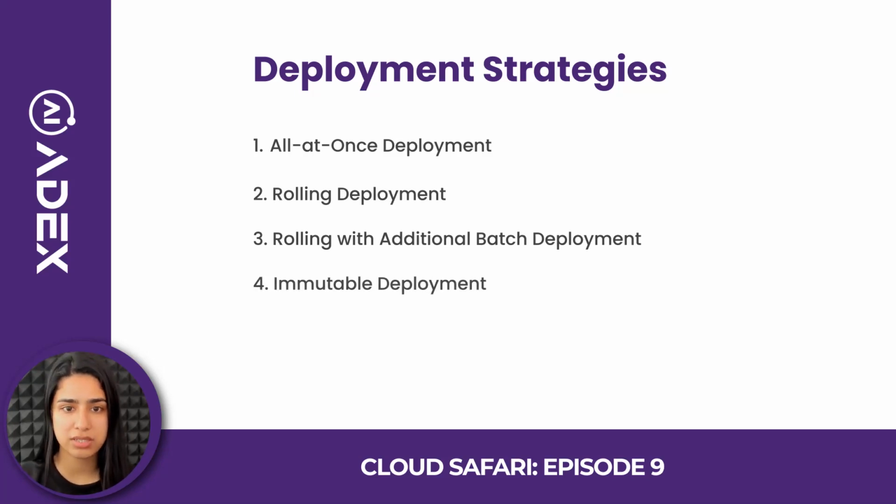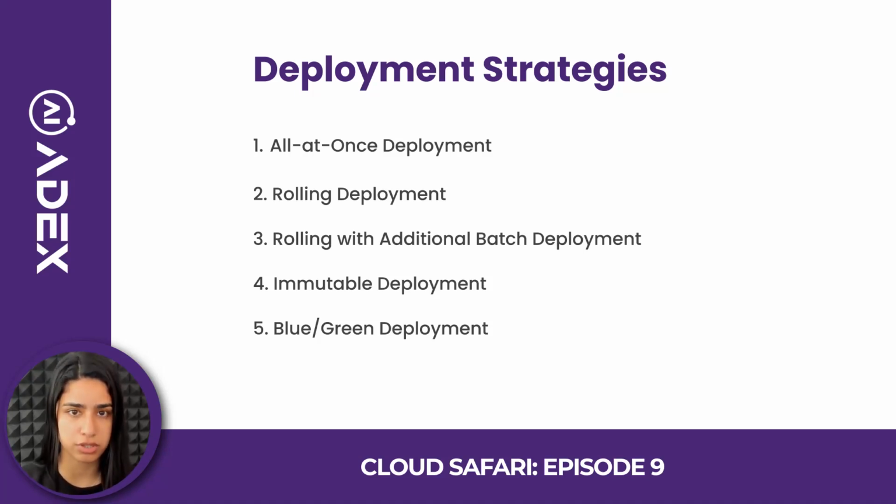The fourth deployment strategy is immutable deployment. This strategy creates new instances with the new application version and routes traffic to them once they are healthy. The old instances are not updated but are replaced entirely. The fifth deployment strategy is blue-green deployment. This deployment strategy involves two separate environments, blue and green. The blue environment is the live production environment, while the green environment is a clone of the production environment that you deploy your new version to.